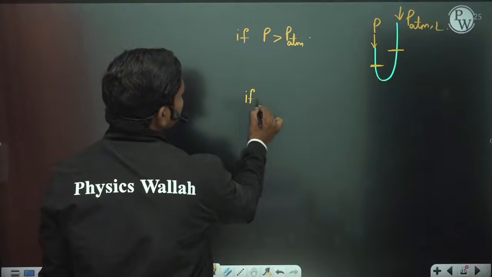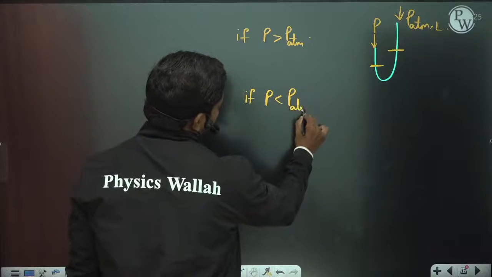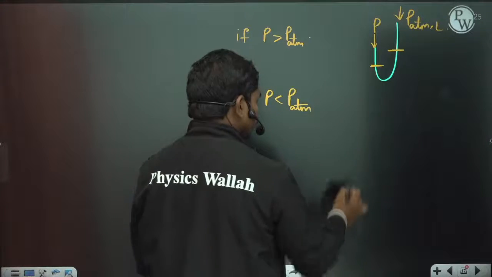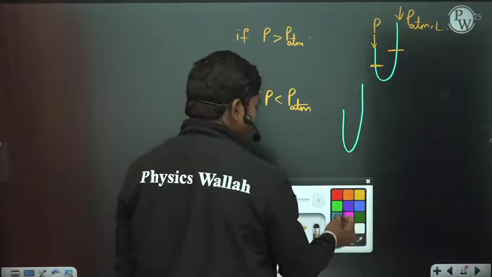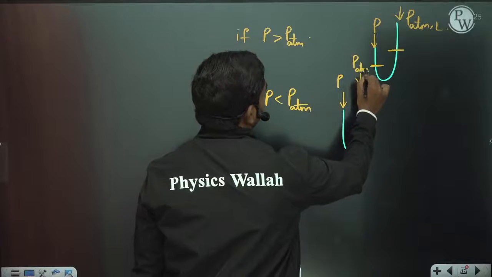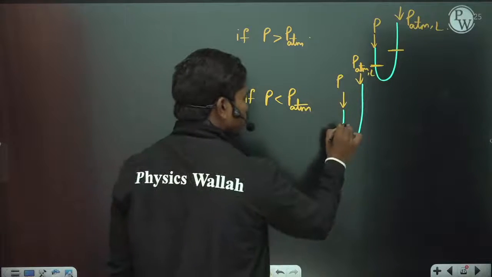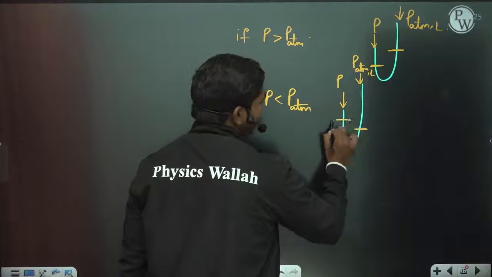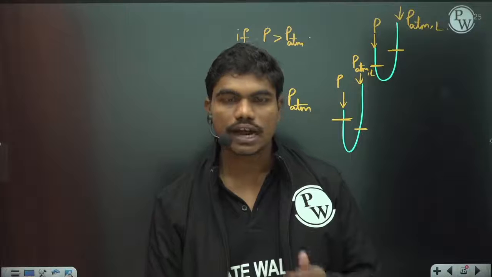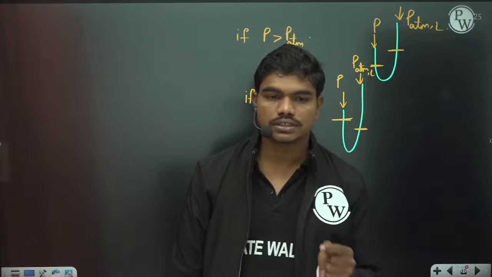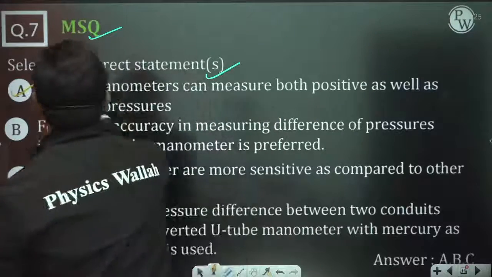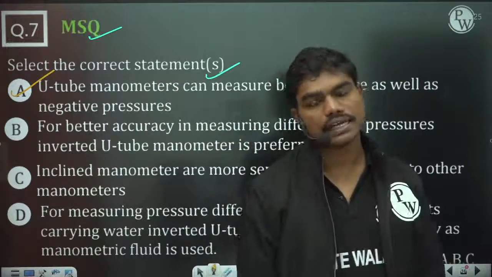If P is less than PATM, let us suppose if P is less than PATM, then if you have this U-tube manometer like this, and if this is subjected to P and if this is subjected to PATM, now PATM will be more powerful, so this will push the limb bottom and here it will rise. So you can measure both positive and negative pressures, means basically gauge and vacuum pressures using U-tube manometers. Clear? So this statement is actually correct. U-tube manometers measure positive as well as negative pressures.